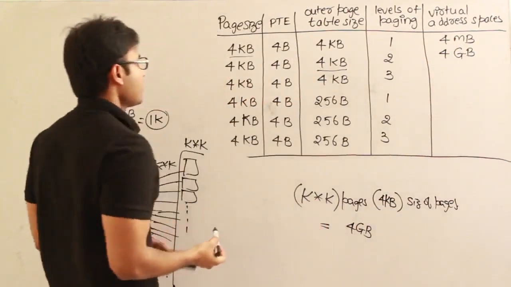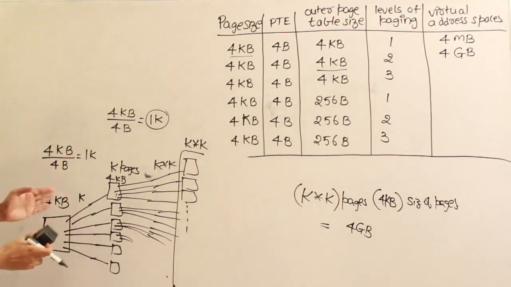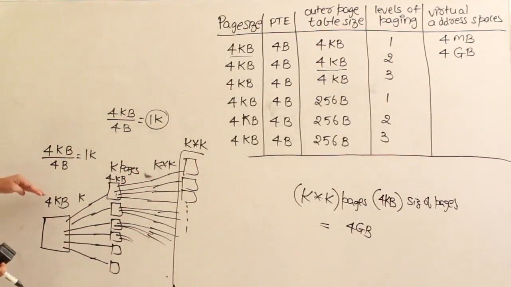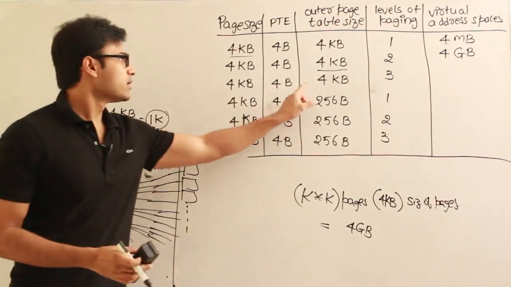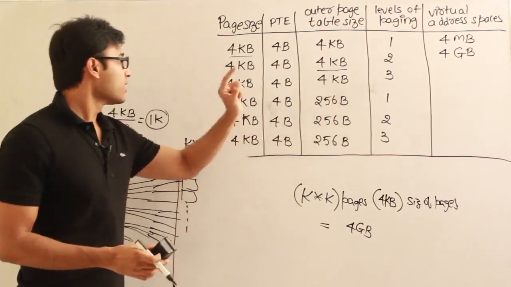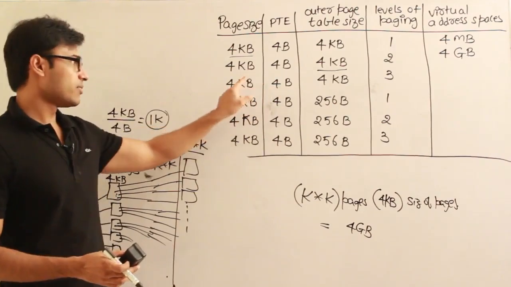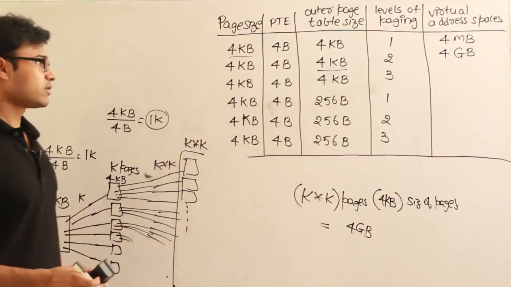Fine. And now the next one is 3 levels. So 3 levels can be expanded just this way. See this? The 4 KB page size and the size of the outermost page table are again the same, 4 KB is given, and the page table entry is 4 bytes.